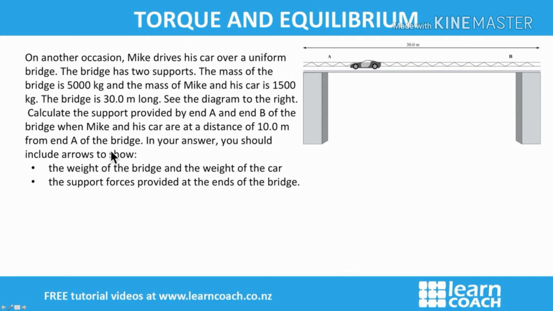In our answer, we need to include the weight of the bridge and the weight of the car, and we need to include the support forces provided at each end of the bridge. So hopefully you understand that Mike's at a bridge and we need to work out how much force each of these ends are pushing up on. Obviously support A is going to have a little bit more force on it because the car is going to have more of its weight resting on support A than support B just because it's closer. So let's work out how this all balances out.